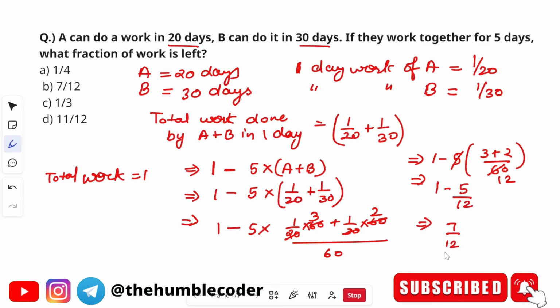So this is the amount of work that we get after solving the equation, and the equation is based on this only: if they work together for 5 days, what fraction of work is left? So this much amount of work will be left. So the correct answer will be option number B.